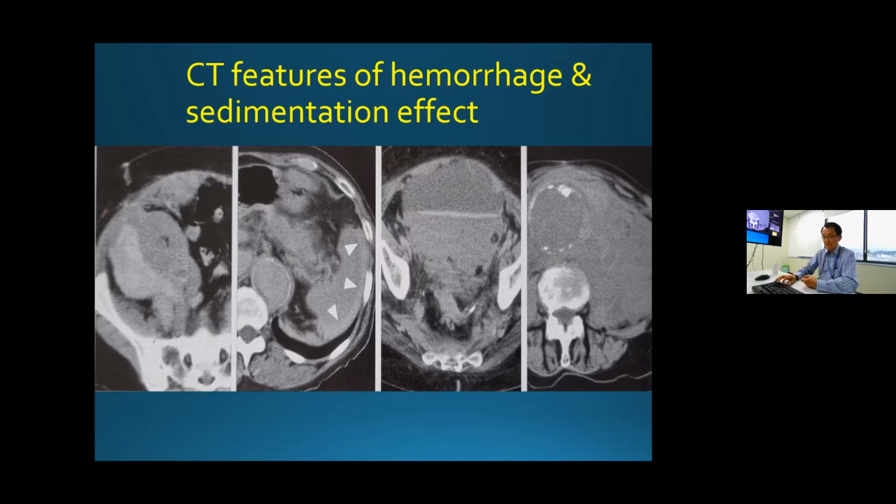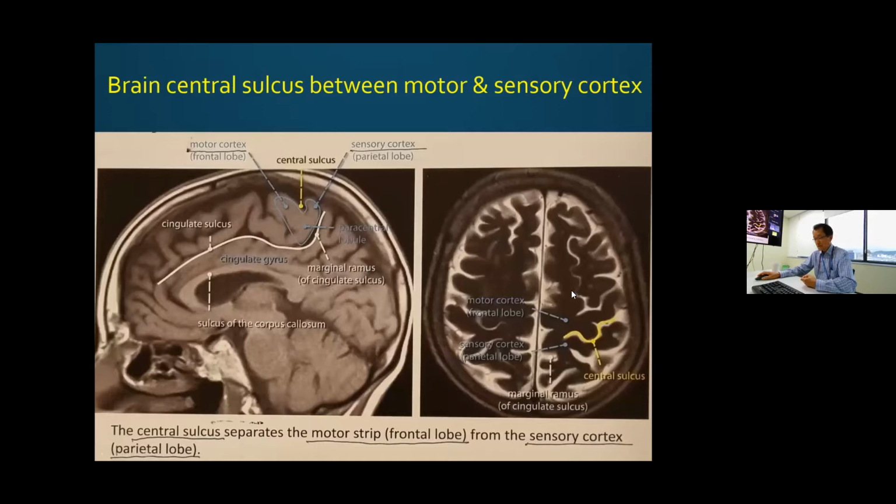On MRI in the brain, you have sulci, this is a sulcus in the gray matter. And between the sulci, this is gyrus. This is gyrus. In the parietal area, this area here is called the central sulcus. The area in front of the central sulcus is called motor.